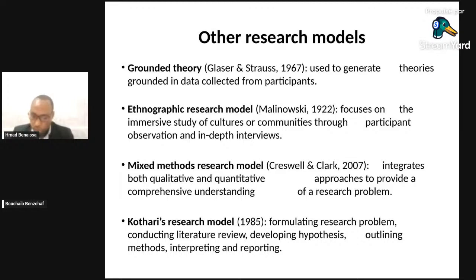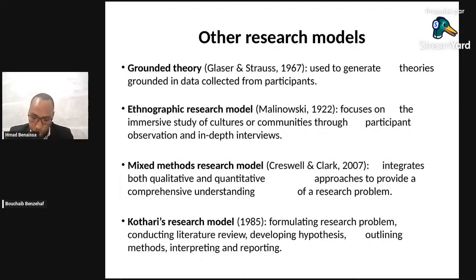Now, I think that we are done with the Saunders research model, and we would love to compare it with other research models. Some of the other research models: we have grounded theory, developed by Glaser and Strauss in 1967. This is used to generate theories grounded in data collection from participants. It's theory developed from the data. And of course, here the data should be big.